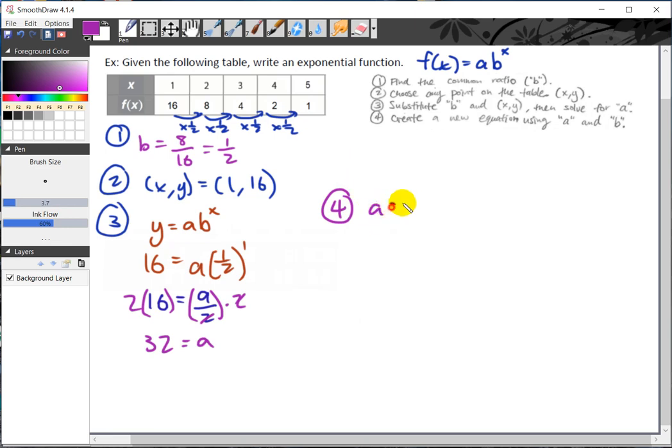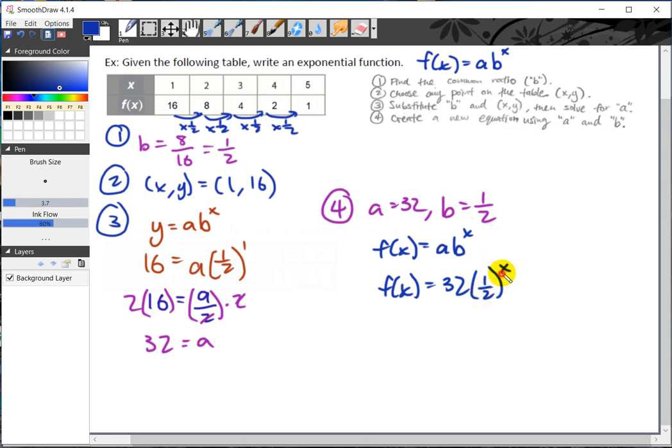All right. Last step, we need to create a new equation. So we know that a is 32, b is 1/2. If we're using that formula, f of x equals a times b raised to the power of x, basically what we have here is a is 32, b is 1/2, and we raise that to the power of x. And there we go. That's basically how we would create our exponential function equation.